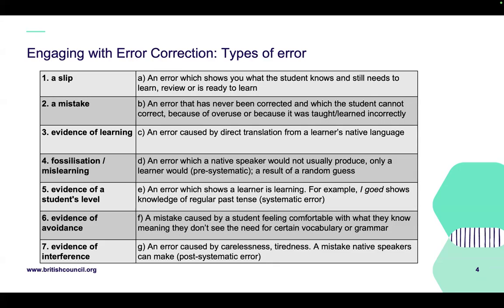Fossilization. An error which a native speaker would not usually produce. No, I think with 4 it is B, an error that has never been corrected or which the student cannot correct because of overuse. So they keep making the same mistake. That's why it becomes like a fossilized mistake, because it's in their brain that this is the answer because they haven't been told early enough that it's not.